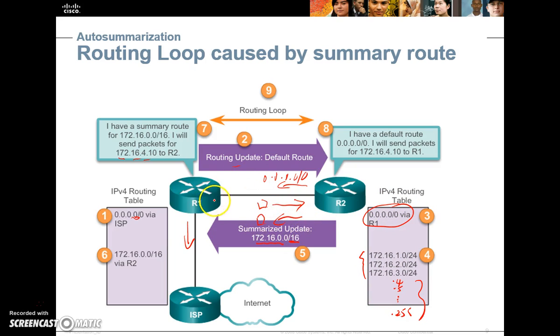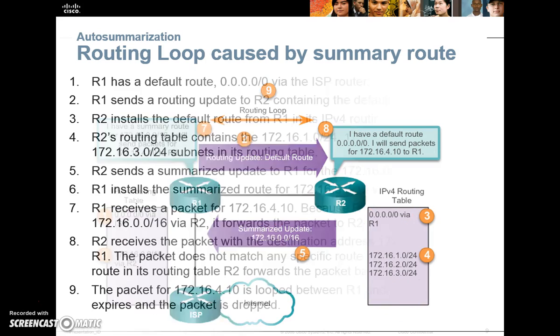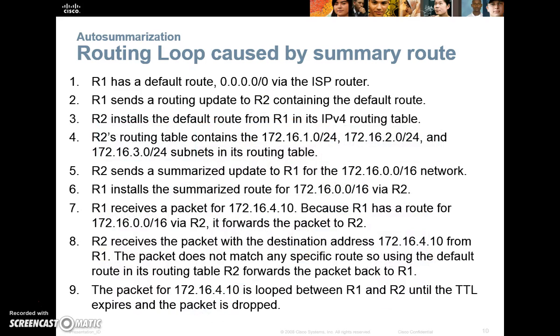And when R1 receives the packet again, of course, it will pass it back to R2, and R2 will pass it back to R1. And hence, this will result in a routing loop. The packet will loop between R1 and R2. So this is a summary of what I have said.